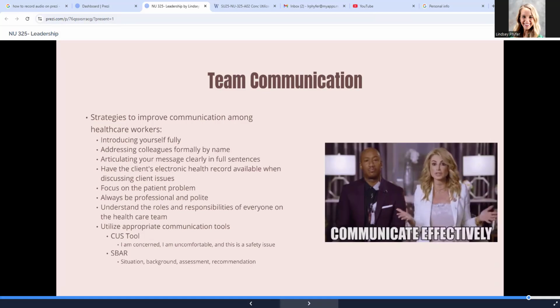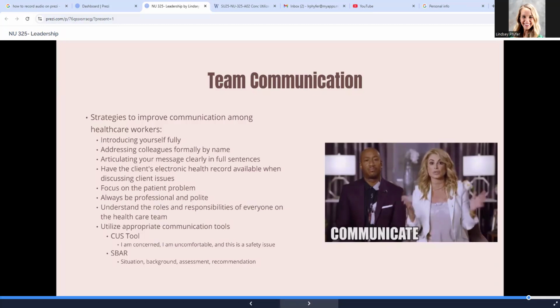So the situation component of SBAR looks like this. Dr. Taylor, this is Alex Thomas. I'm a nurse on the surgical unit and I'm caring for your patient, Miss Martin. She is stating she has severe pain. She took 1 tablet of oxycodone by mouth for pain 30 minutes ago. Background is going to look like this. Miss Martin has ovarian cancer and was admitted postoperatively following tumor debulking surgery yesterday. Her pain medicine is ordered every 6 hours as needed for pain.